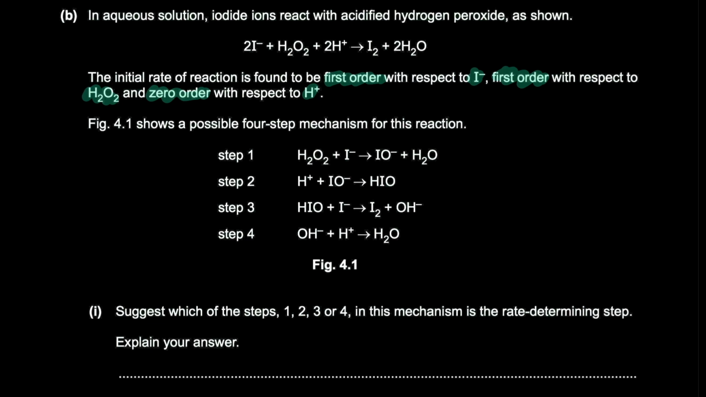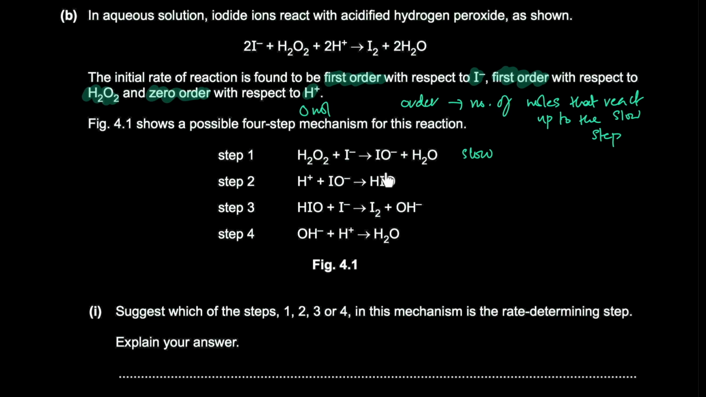Again, the order with respect to a particular reactant tells you the number of moles that react up to the rate determining step, up to the slow step. So if it's zero order with respect to H+, that means 0 moles of H+ react up to the rate determining step. So then that means that step 1 must be the slow step. Up until the rate determining step, we have 0 moles of H+.